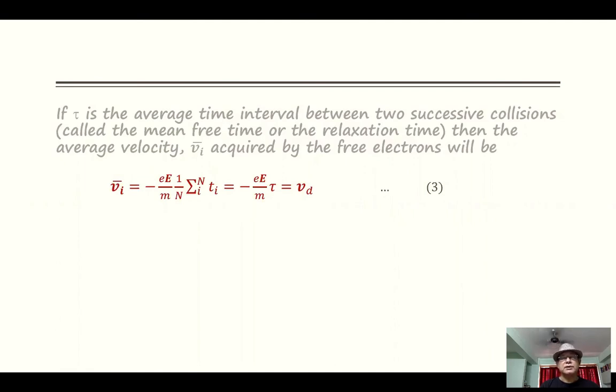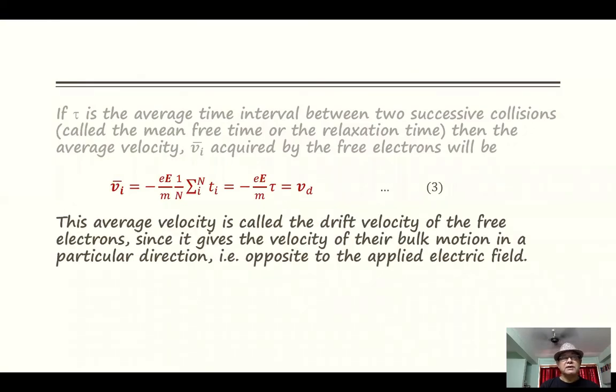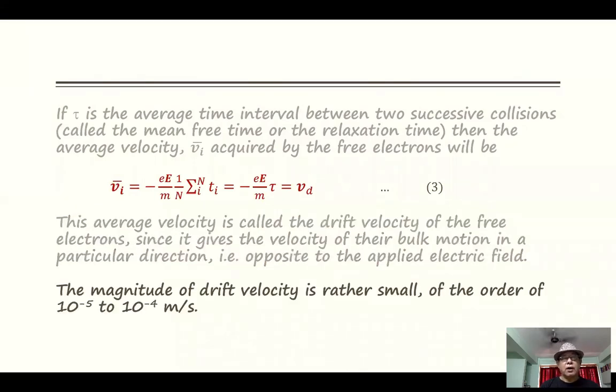This is equation 3. This average velocity is called the drift velocity of the free electrons, since it gives the velocity of their bulk motion in a particular direction, that is, opposite to the applied electric field. The magnitude of the drift velocity is rather small, of the order of 10 to the power minus 5 to 10 to the power minus 4 meter per second.